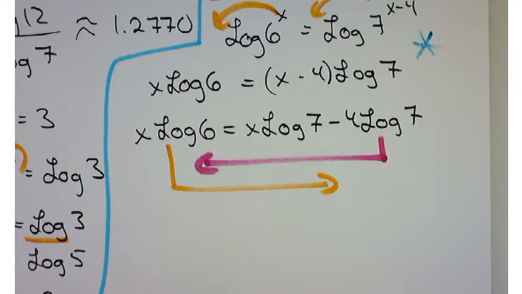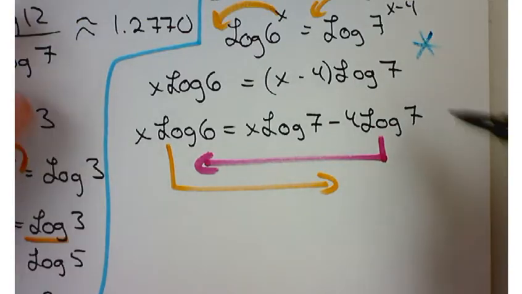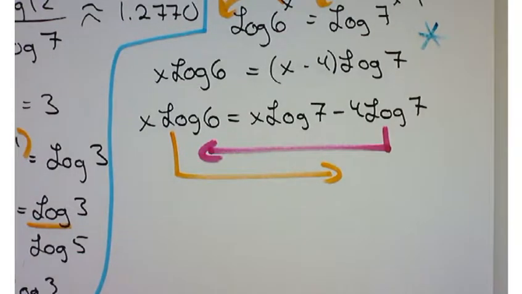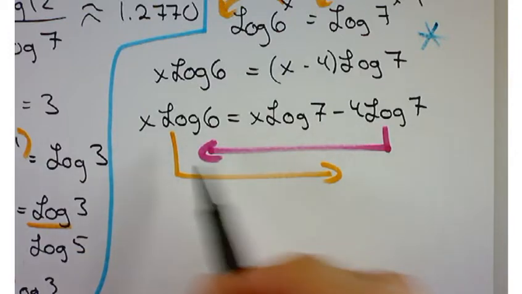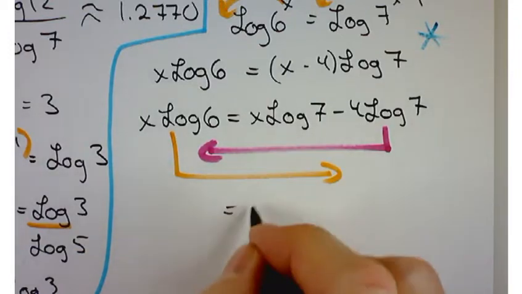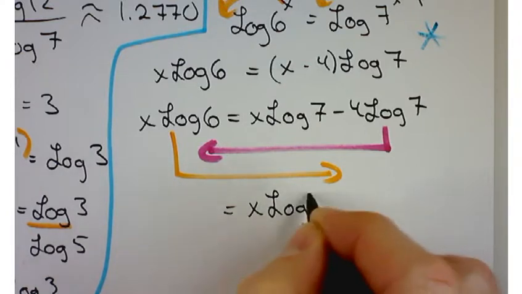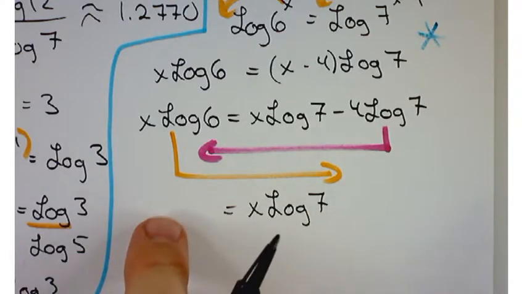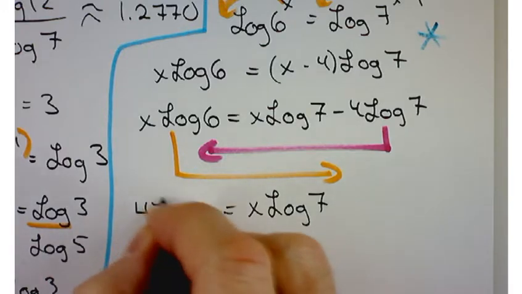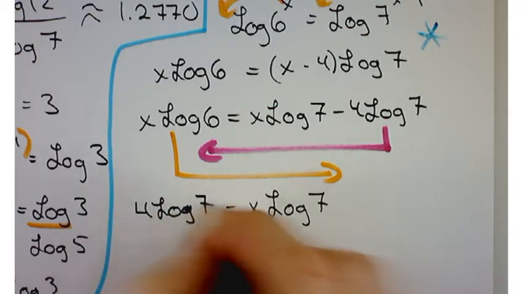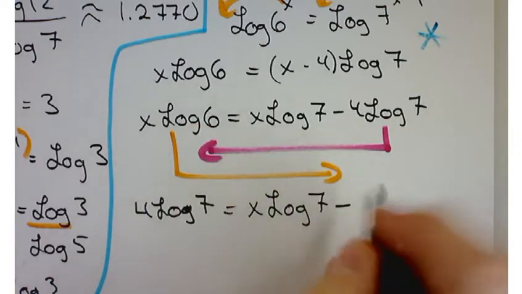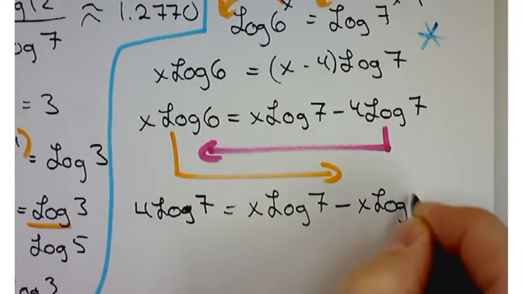All right. So, see if you can write down the equation that I get when we make these changes. These 2 terms are going to change sides. This one didn't move, so I'll just write that down. X log of 7. What's going to be on the left-hand side here? 4 log of 7. Good. X log of 6. Excellent.